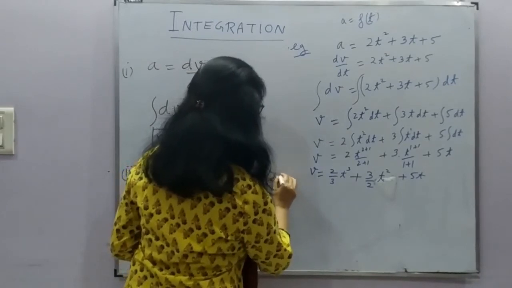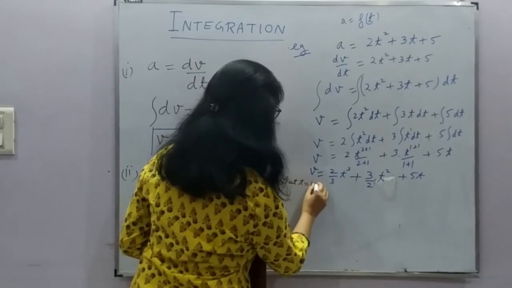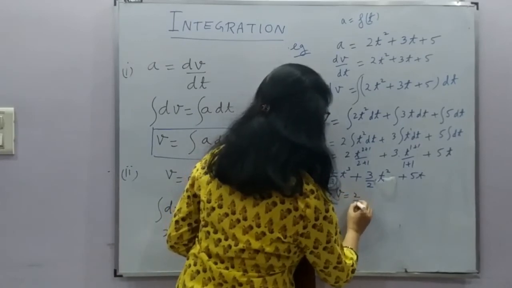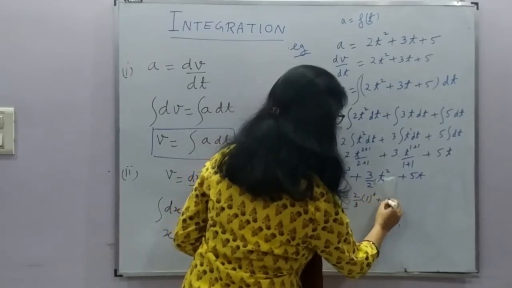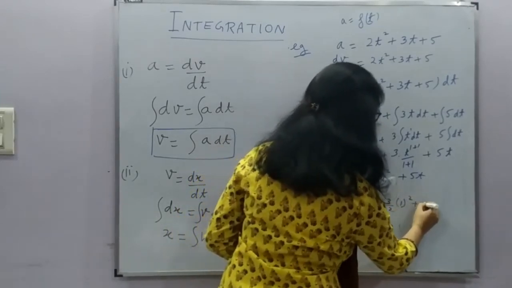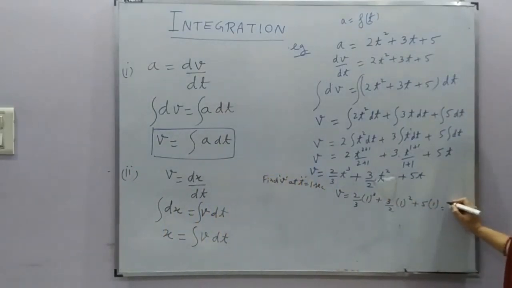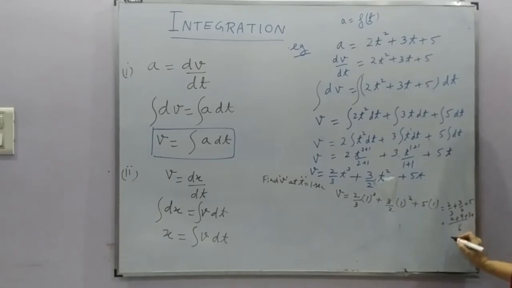So if in the question it is asked that you have to find the velocity at t equal to 1 second, what will I do? I will simply put the value for time as 1. And this will give me the value of the velocity. So this is 2 upon 3 plus 3 upon 2 plus 5. So this will give me 6 and 2 is 4, plus 3 is 9, plus 30. So whatever it is, 34 plus 9 is 43 upon 6 meter per second.